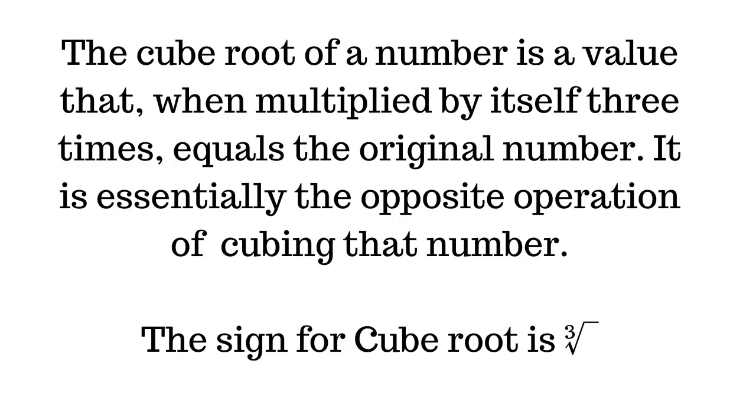The cube root of a number is a value that, when multiplied by itself 3 times, equals the original number. It is essentially the opposite operation of cubing that number. The sign for cube root is similar to square root. The difference is that cube root has a 3. There is a small 3 that is placed at the left-hand side of the sign. So whenever you see this sign, the sign represents cube root, right?